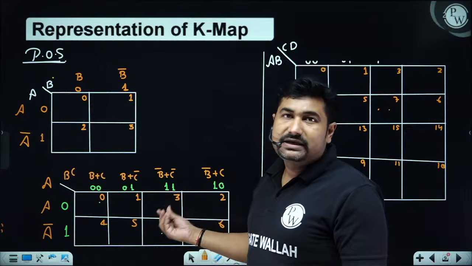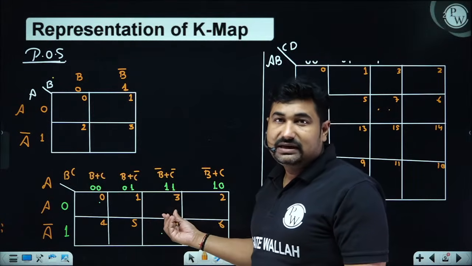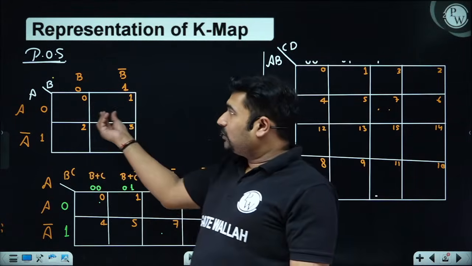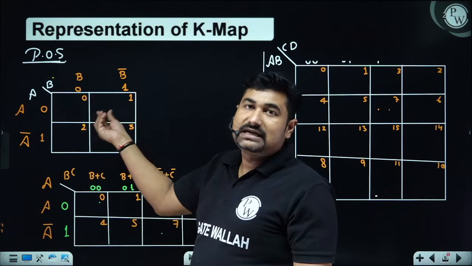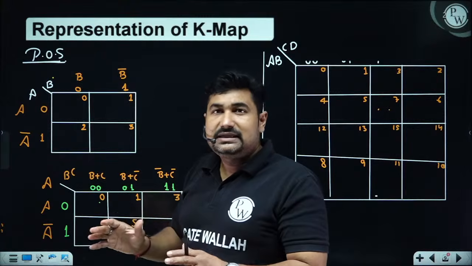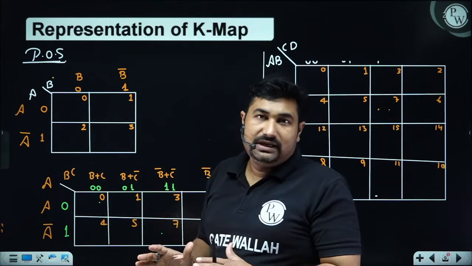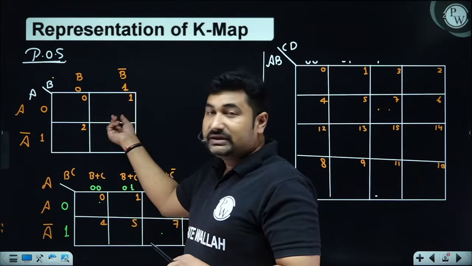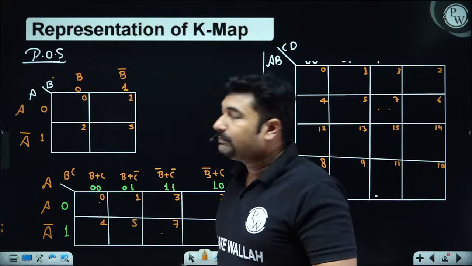So every block is representing a sum term in POS form. In POS form, the same block now represents a sum term. Is it okay? So in the same K map, you can see SOP as well as POS. But the important thing is whether you are observing the min term or a max term. Is it okay? Great, sir.